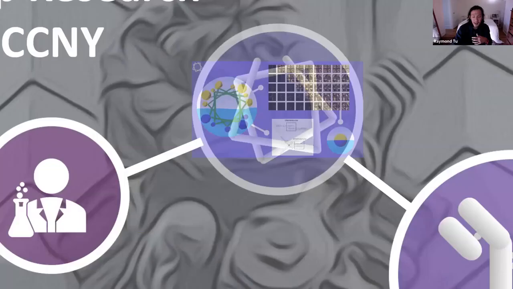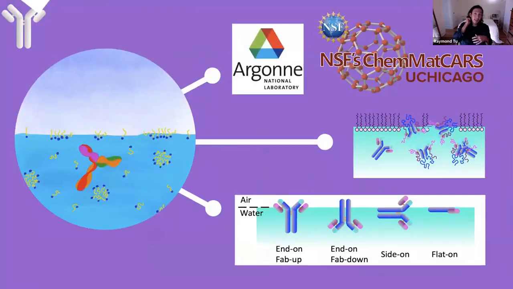So the next project I'll talk about is a collaboration with Argonne National Labs, specifically Sector 15, NSF's ChemMat CARS, which is with the University of Chicago, and the pharmaceutical industry. In the pharmaceutical industry, more and more of the molecules that they're using as therapeutics are biologics, meaning they're large macromolecules instead of small molecules. And these large protein-based molecules have a different set of concerns in formulations and processing than small molecules.